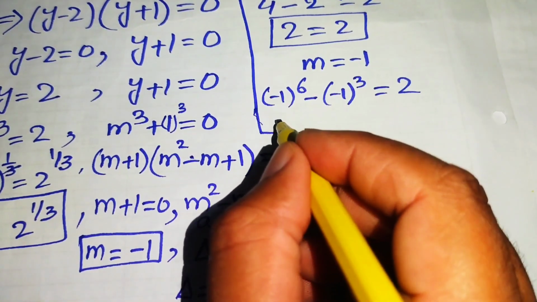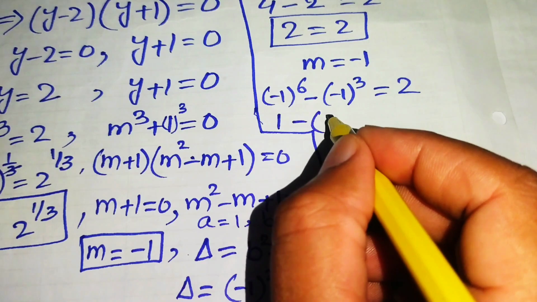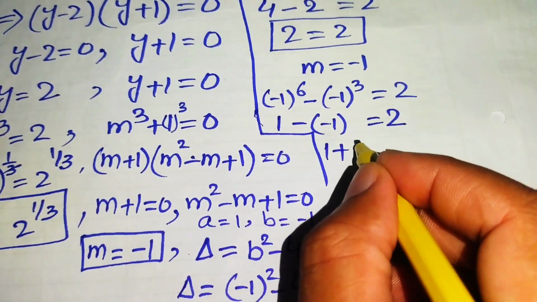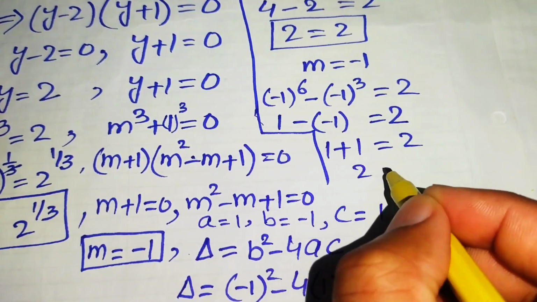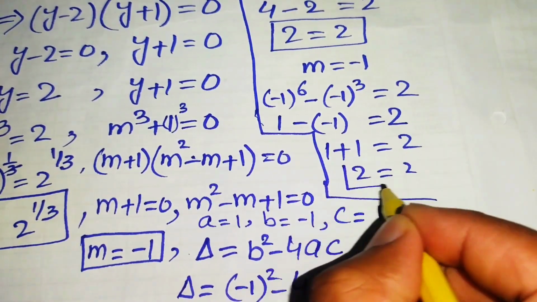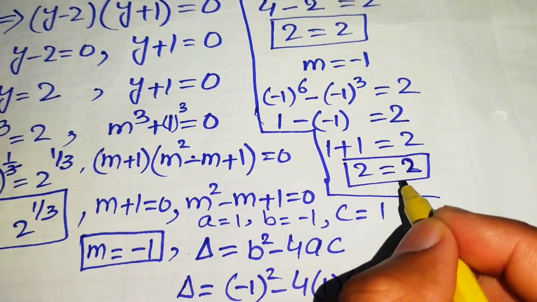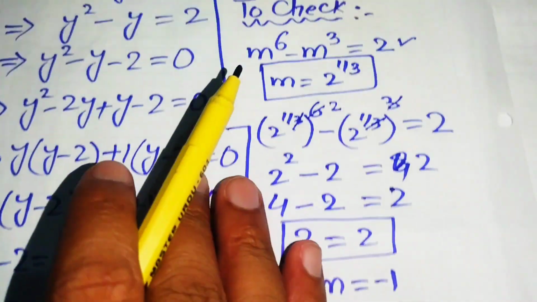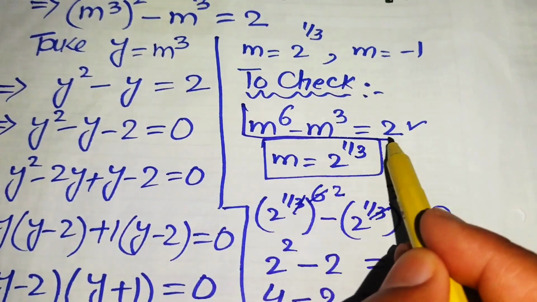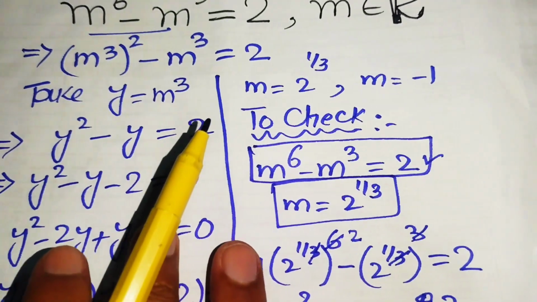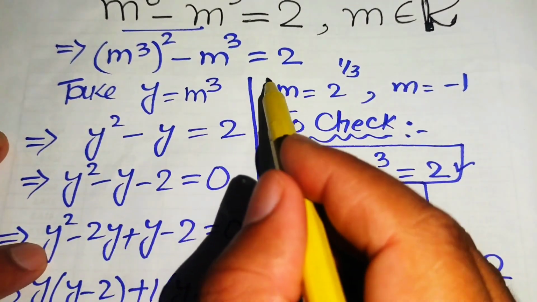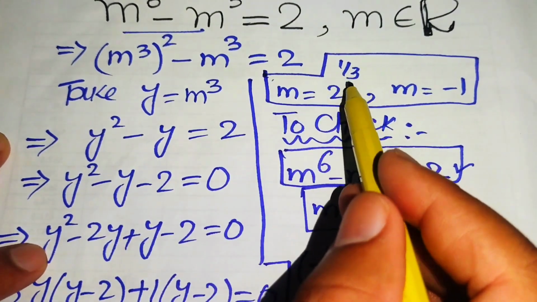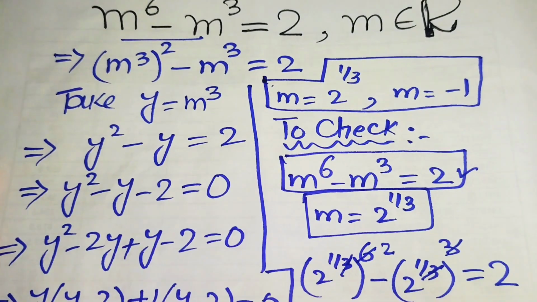So this expression gives us the positive one, and this expression gives us the negative one, and this whole equals 2. So this becomes 1 plus 1 equals 2, and this 1 plus 1 is 2, equals 2. So this shows that left hand side equals right hand side. So this shows that m equals minus 1 satisfies the given question statement. So we have only two roots of the given question, and these roots are m equals 2 to the power of 1 over 3 and m equals minus 1. And this is the final answer of this question.